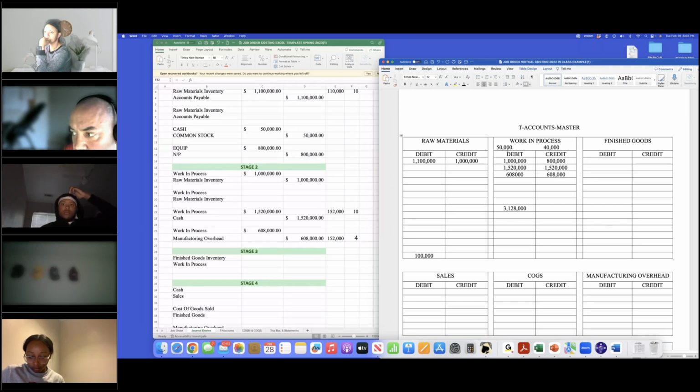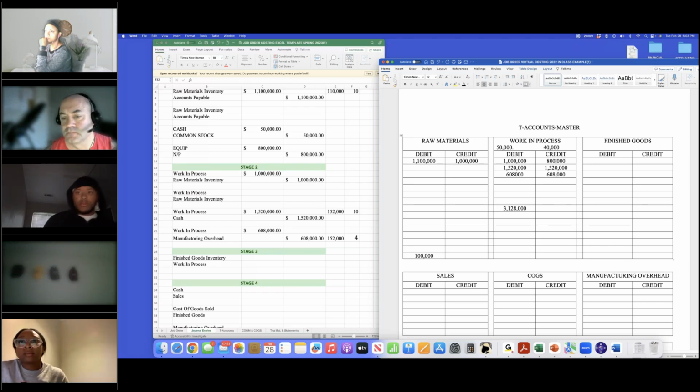So we look at the percentage complete. Since 40 over 50 is 80%, then 80% of the raw materials transfer out. Are there any questions about that? Everybody see that?